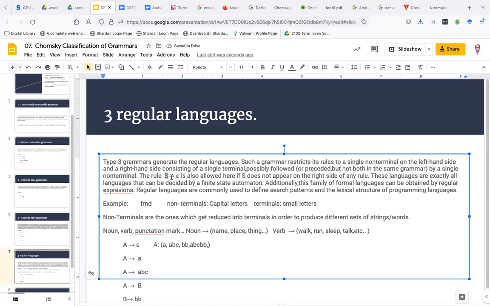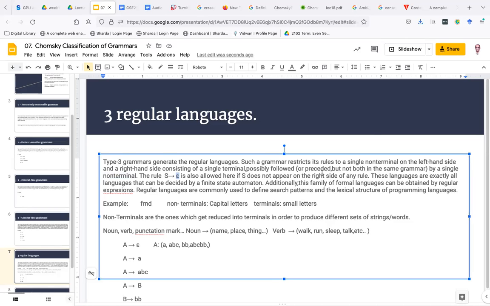So this rule, which is S, what is S? S is the starting symbol. The starting symbol will allow epsilon, if we are using epsilon, it means that it is also allowed here, if S does not appear on the right side of any rule.